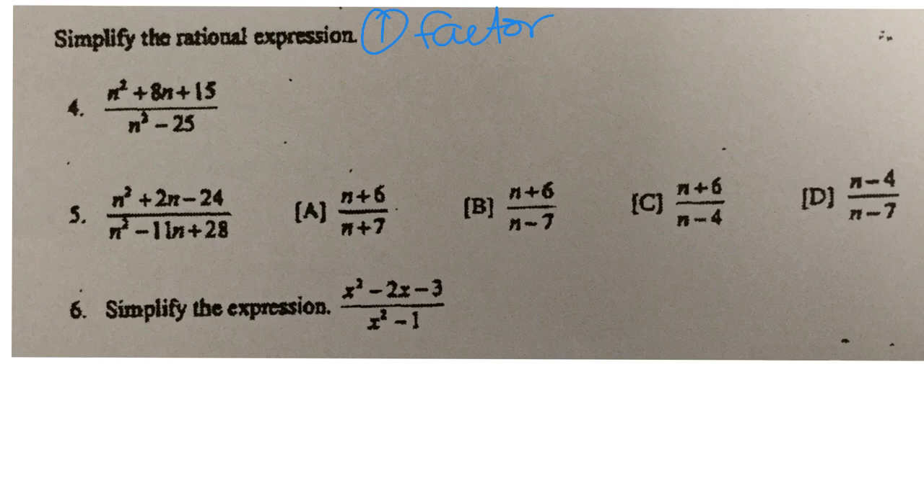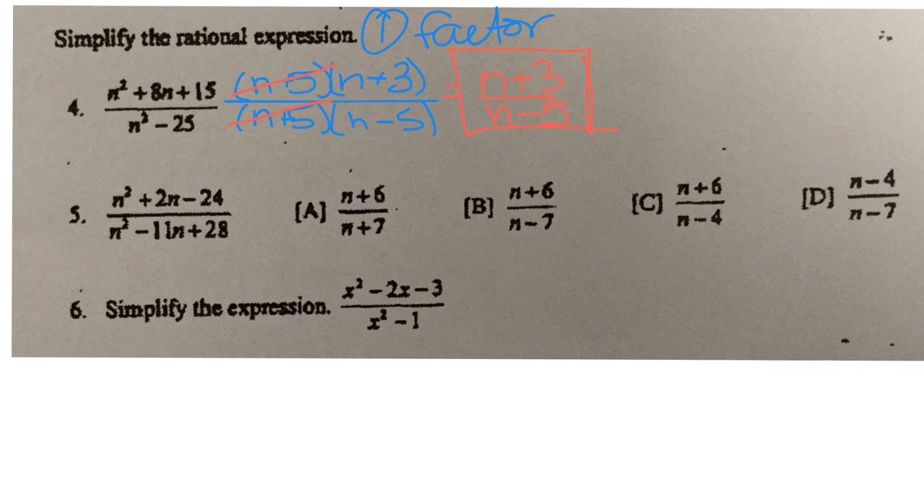What two numbers multiply to 15 and add to positive 8? n plus 5 and n plus 3. And then n squared minus 25 is a difference of squares, n plus 5 and n minus 5. So what divides out is our n plus 5s, because n plus 5 divided by n plus 5 equals 1. And your final answer is n plus 3 over n minus 5.